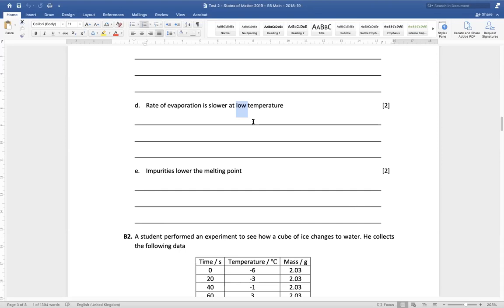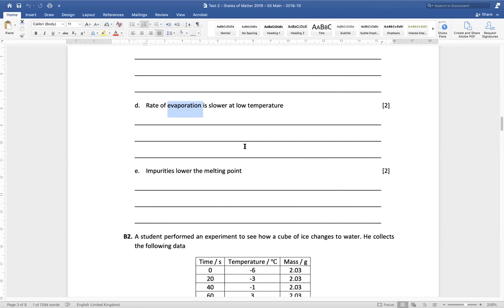So we'll say that less number of particles, because you see, this is rate of evaporation, number of particles going to a gaseous state per unit time. So we'll talk about that. We'll say that less number of particles have higher energy, which is why the rate of evaporation is slow.